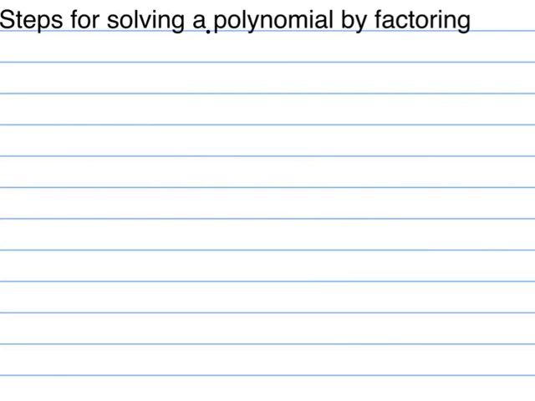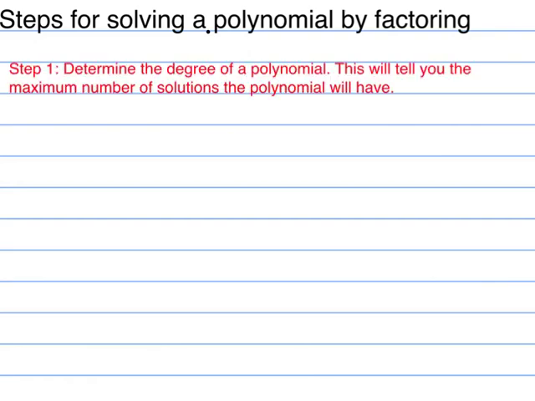Before we look at any more examples, let's go over the steps for the process of solving a polynomial by factoring. So let's take a look here. Step 1 will be to determine the degree of the polynomial. So this will tell you the maximum number of solutions that the polynomial will have. To determine the degree of the polynomial, you look at the highest power on your x variable. So if you have 3 different powers, like an x cubed, an x squared, and just maybe an x to the first, then the degree of the polynomial will be the highest of those 3, which would be x cubed.